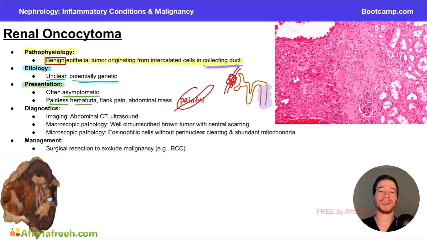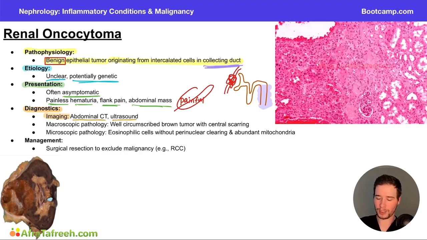This is more likely to be seen in things like nephrolithiasis, right? This is a very painful thing to pass stones through the urinary system. But in this type of benign tumor, it's the painless hematuria that's most likely for these patients. Now, you can also see some other findings, including flank pain or an abdominal mass if the tumor gets large enough.